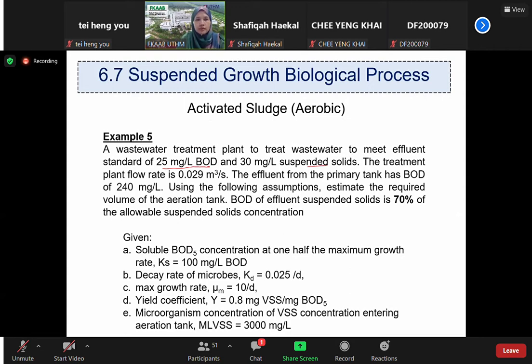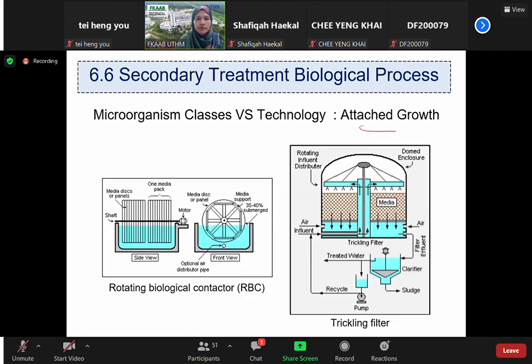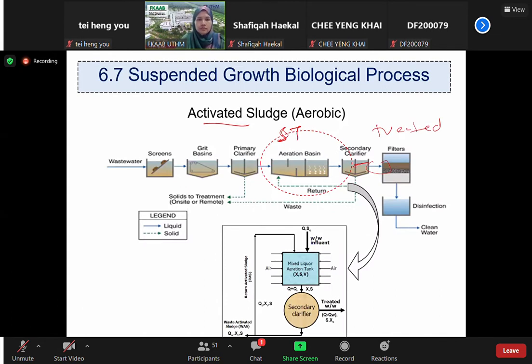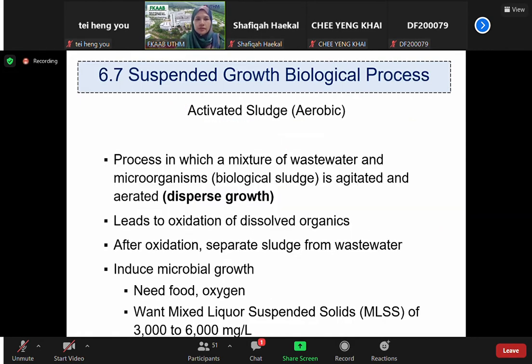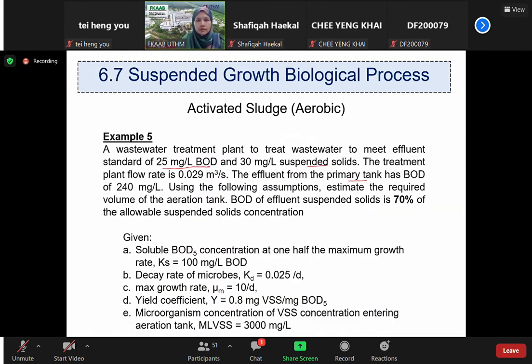Effluent of the primary tank. Primary tank ni maknanya effluent from the primary tank. Primary tank kat mana? Yang ni lah. Primary tank is the sedimentation process. Ingat, primary clarifier is the sedimentation process. Dia punya effluent is 240. Ni belum lagi dirawat lah.